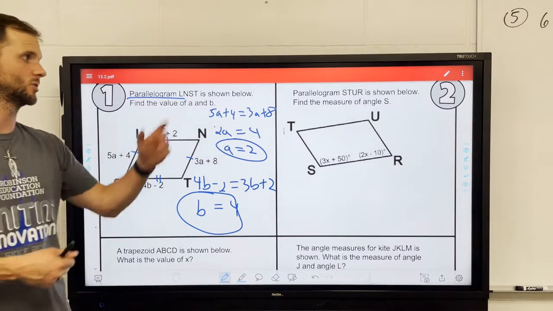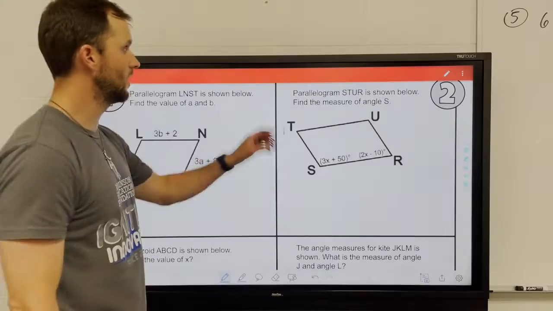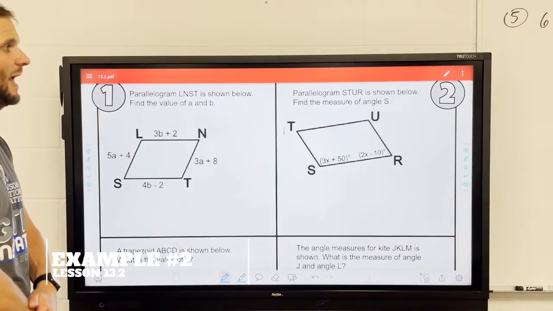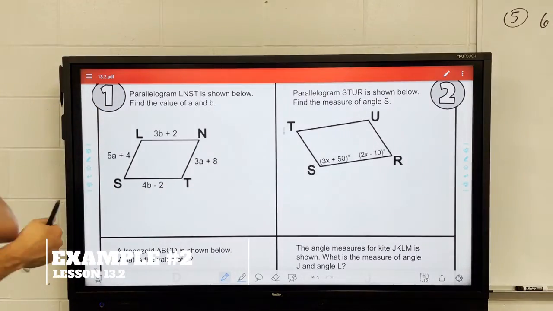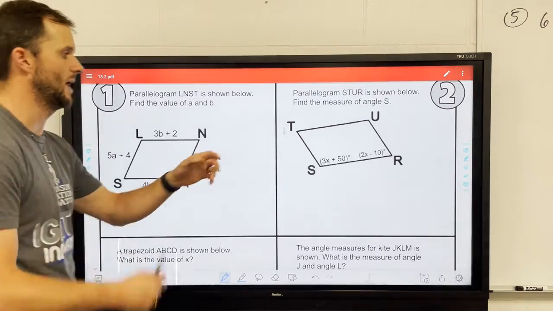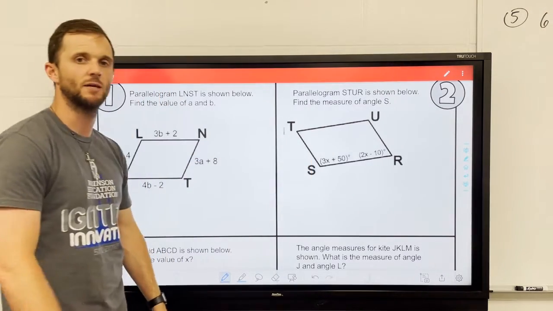Okay, let's look at my next one. On my next one, it says parallelogram STUR is shown below. We need to find the measure of angle S. So right now, that means I need to solve for X here.